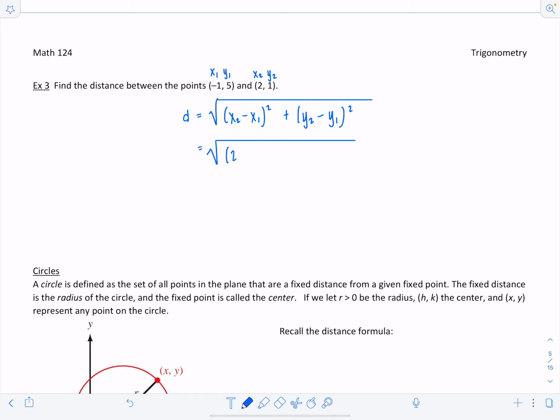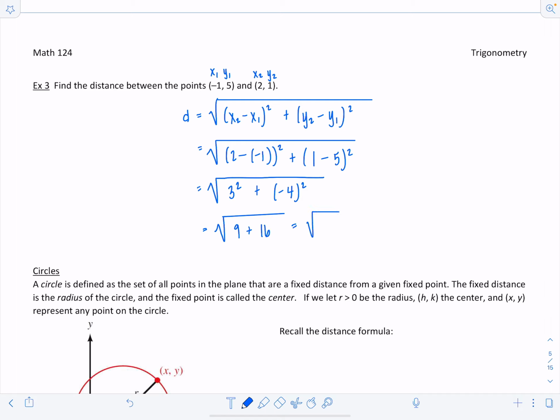All right, so we've got the square root of x2, which is 2, minus x1, which is -1, and then we square this, plus y2, which is 1, minus y1, which is 5, and we square that. Now, 2 minus -1, that's 2 plus 1. So that's going to be positive 3 squared plus 1 minus 5, that's -4 squared. And then I'm just going to keep simplifying. So I have the square root of 9 plus 16, which is the square root of 25. And this simplifies to 5. So the distance between those 2 points is 5 units.